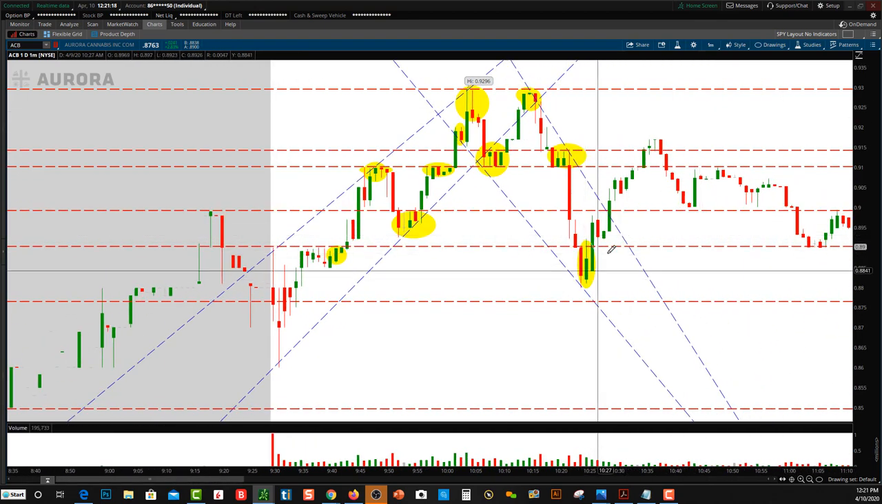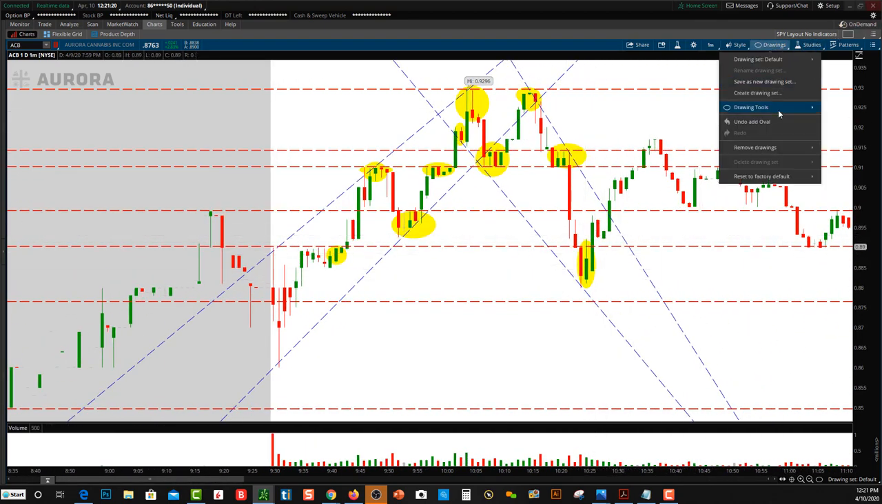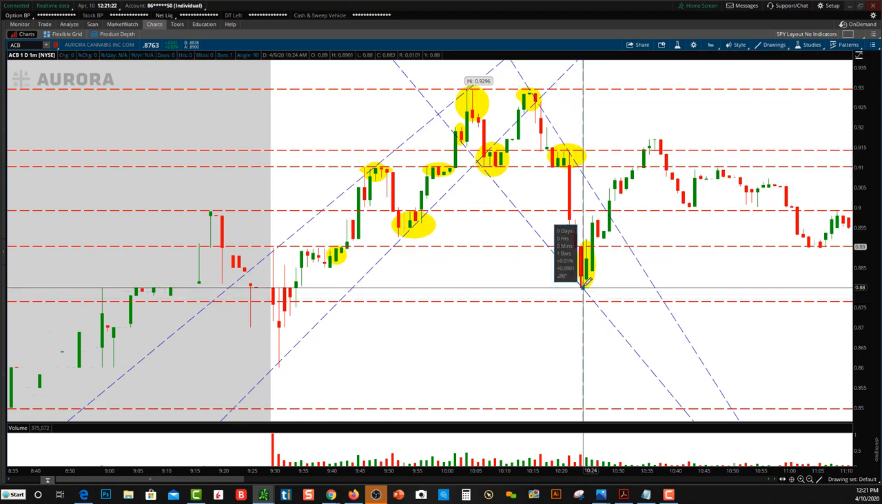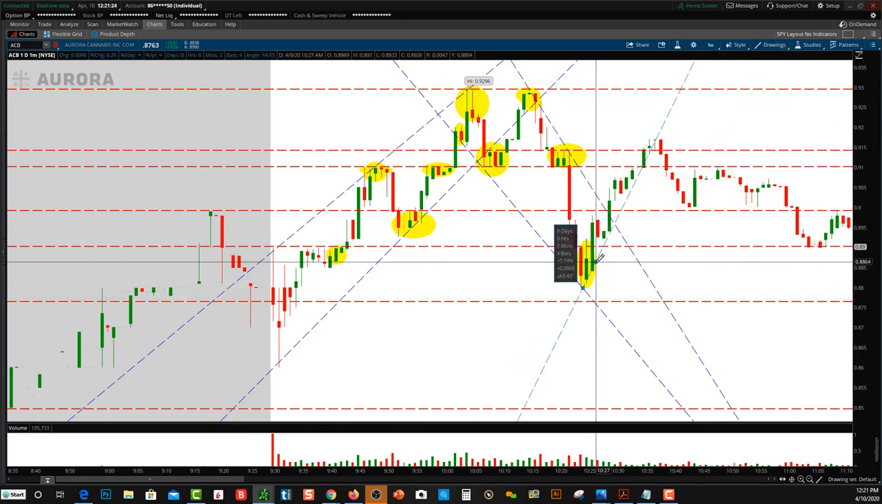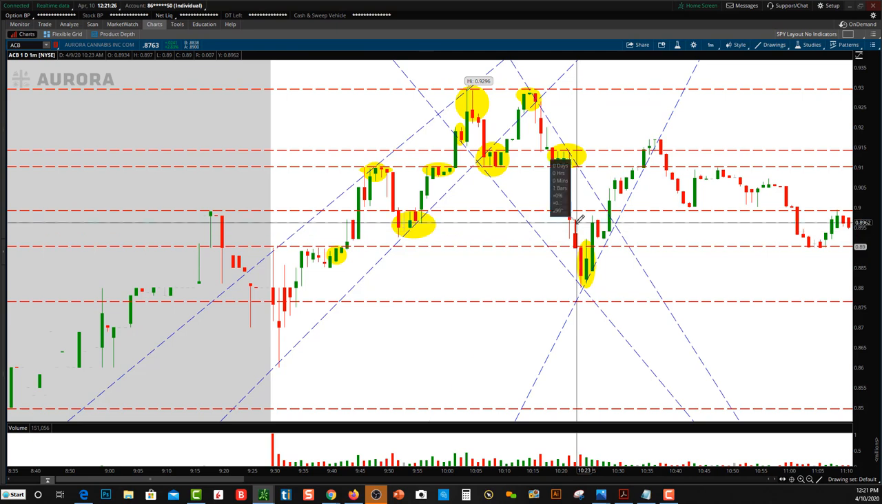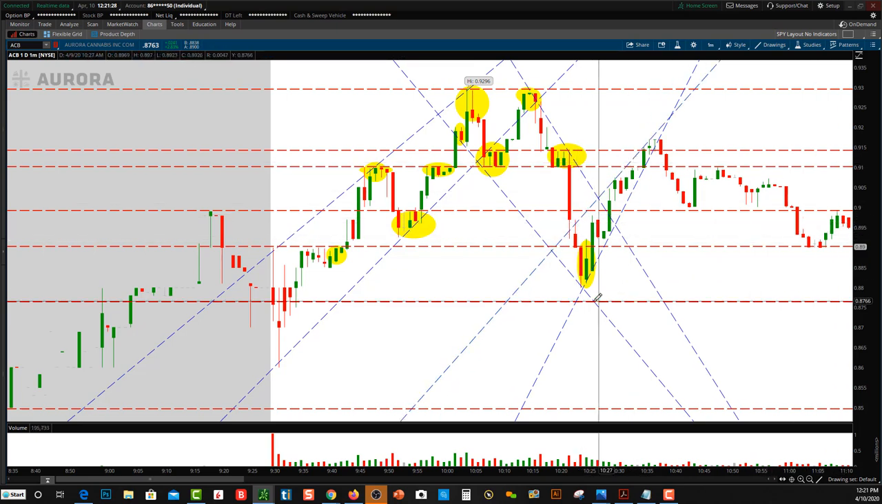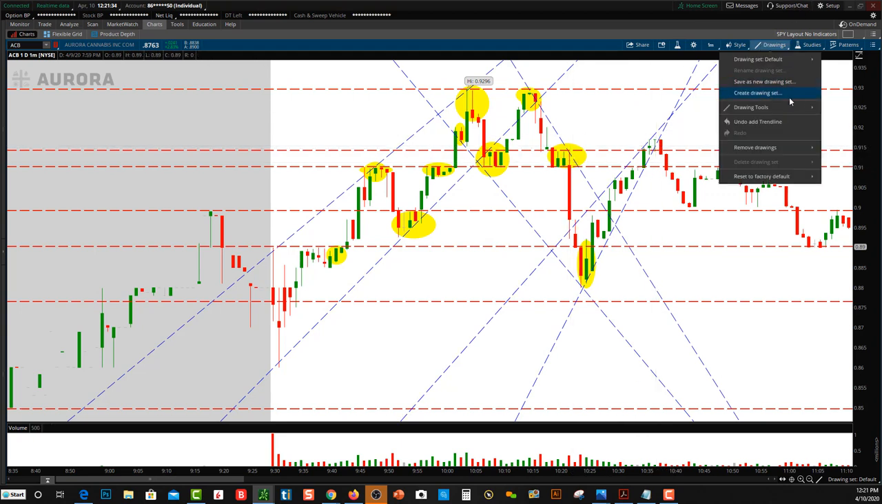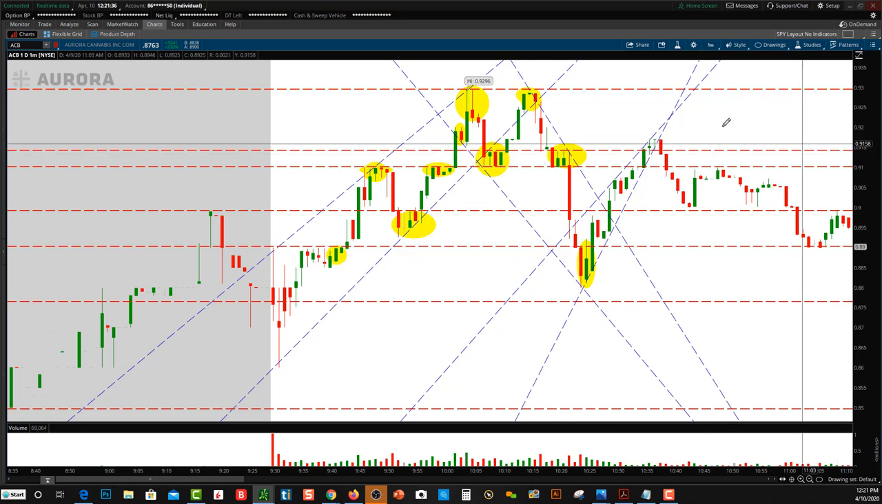If you missed here, again, you connect your drawings. Now here we go, over and over and over again. What do you guys see here? Falling wedge, rising wedge, or pennant, whatever you want to call it. And what happened up here?